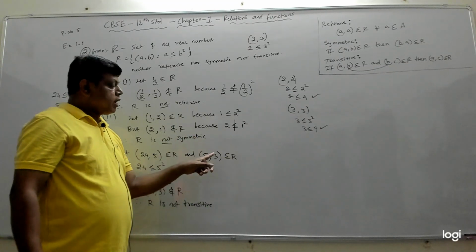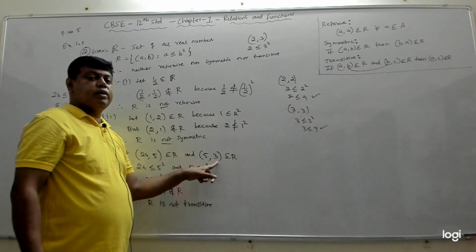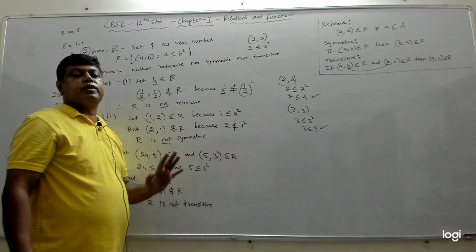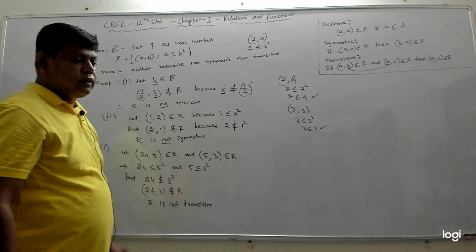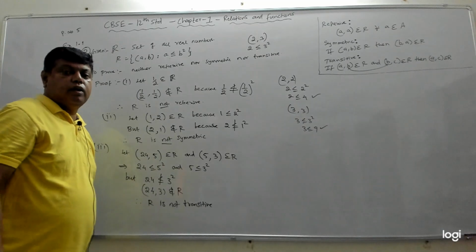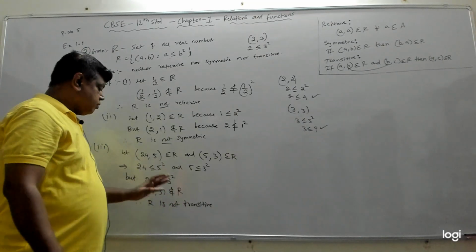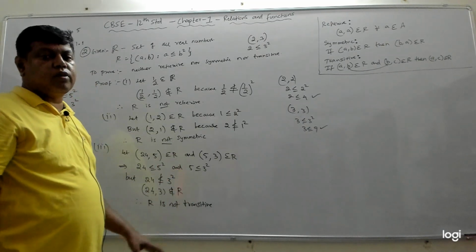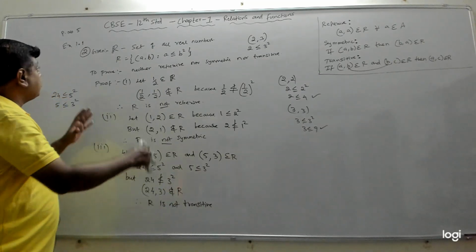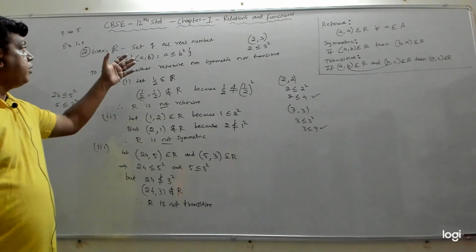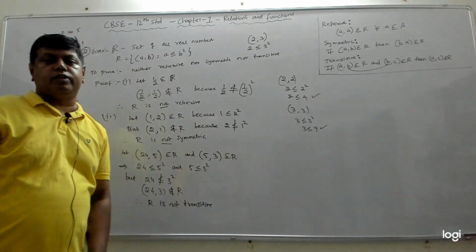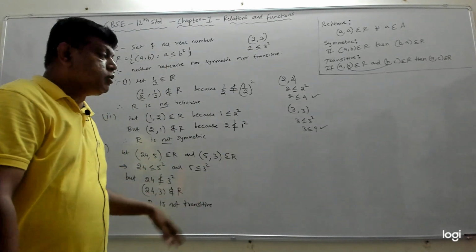We need a number greater than that. Again I can take 3. 3 square is 9. So 6 is less than or equal to 3 square. Then 35 is not less than or equal to 3 square. Therefore 35 comma 3 does not belong to R. Therefore R is not transitive. So this is how we will show that this given relation is neither of these three. Fine. So all of you pause the video and take the notes.